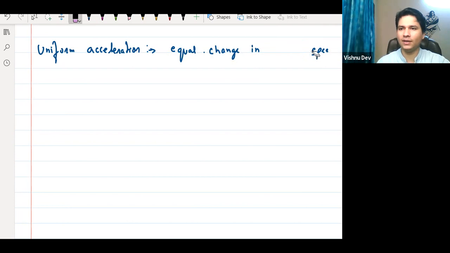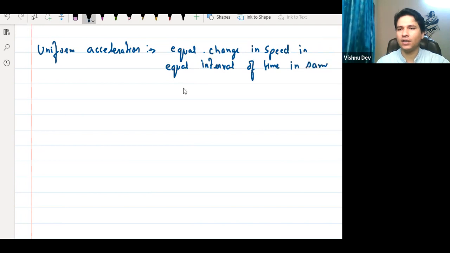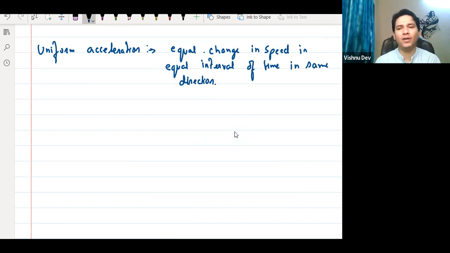To make it simple, I'll write equal change in speed in equal interval of time, in the same direction. So you're getting this, right? Does everyone have any doubt in this? In the case of uniform speed, we say equal distance in equal interval of time. Here I'm saying equal change in speed in equal interval of time.